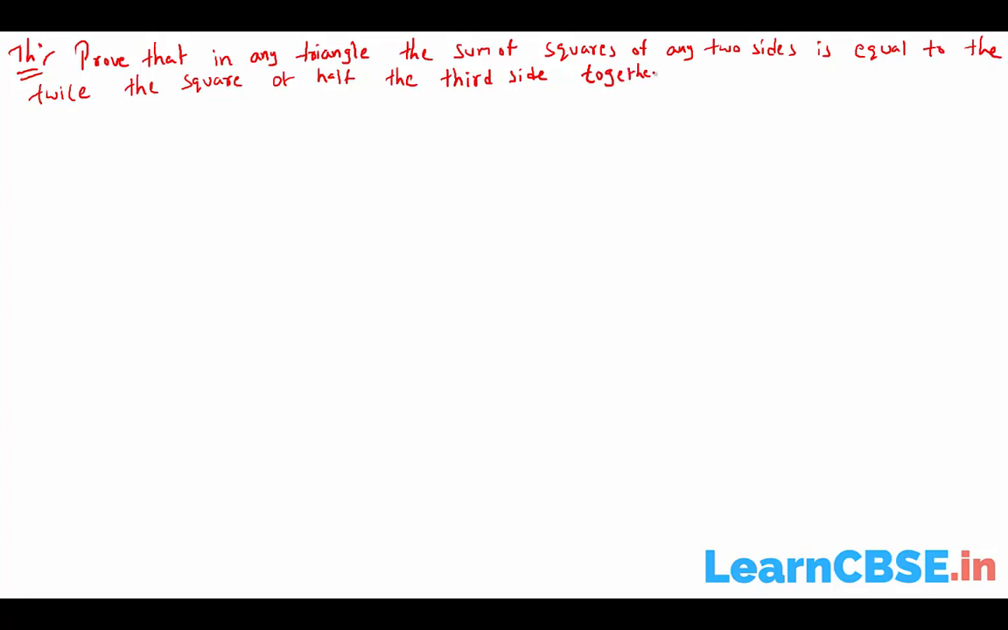together with twice the square of the median which bisects the third side. Let me get the figure first.